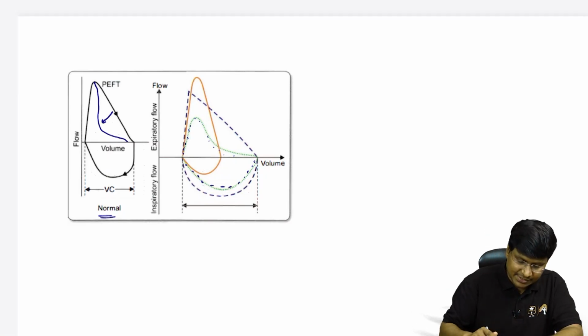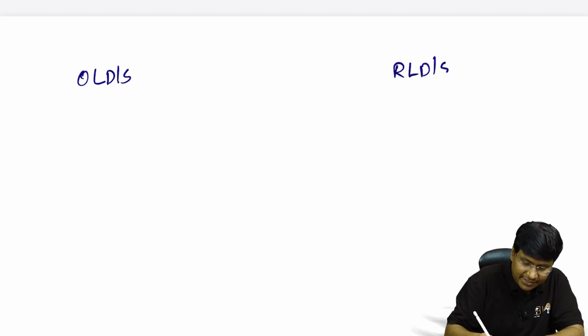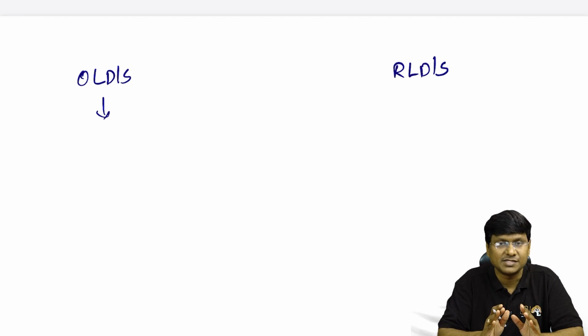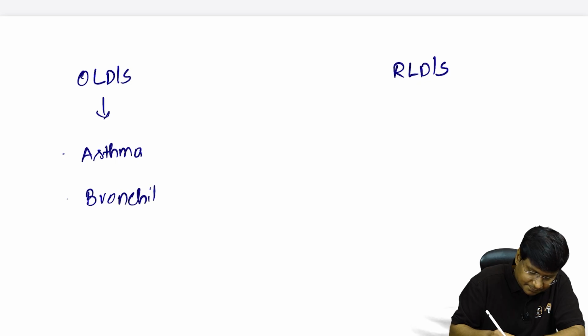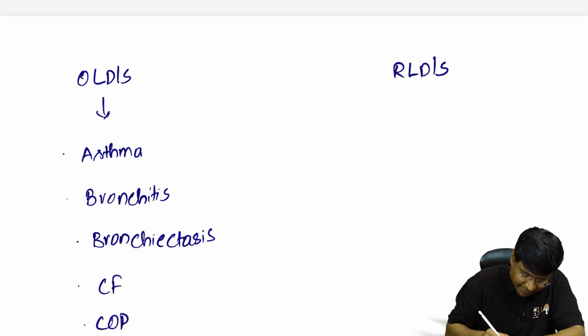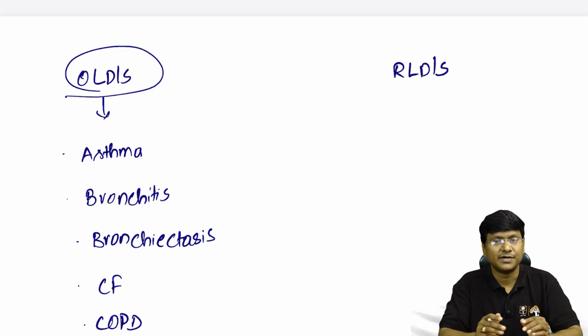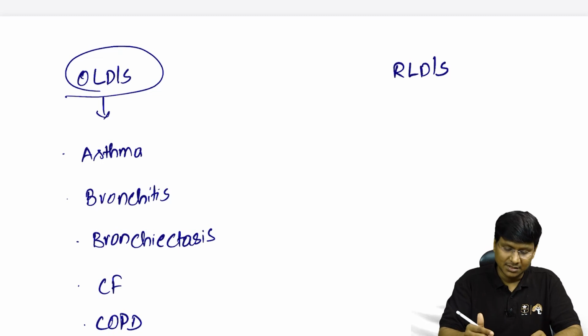This can be seen in the restrictive pattern of the pulmonary function test. And what are the causes for obstructive lung diseases and for restrictive lung diseases? The etiologies causing obstructive lung diseases are asthma, bronchitis, bronchiectasis, cystic fibrosis, and COPD. These are the causes for the obstructive lung diseases where you have the obstructive pattern on spirometry.